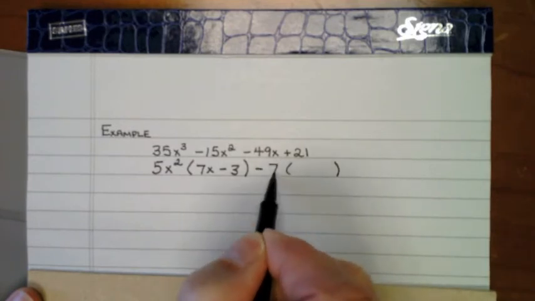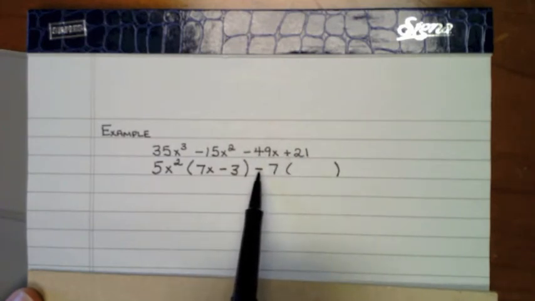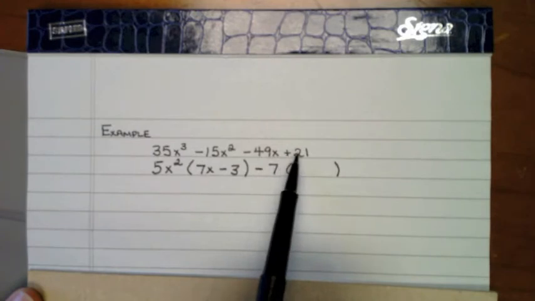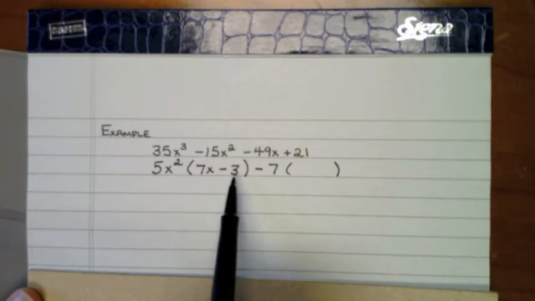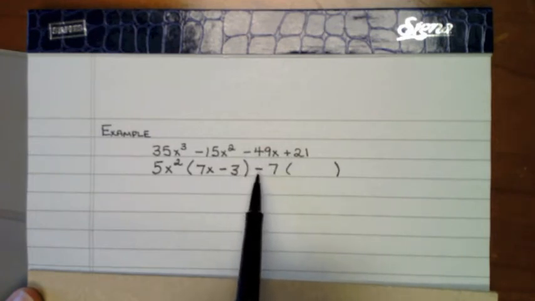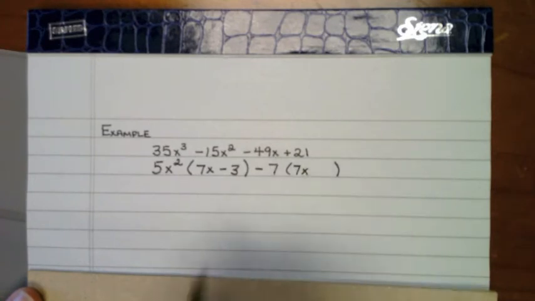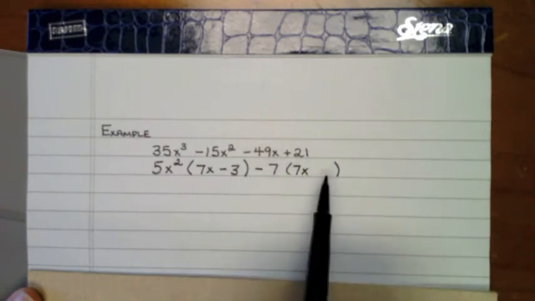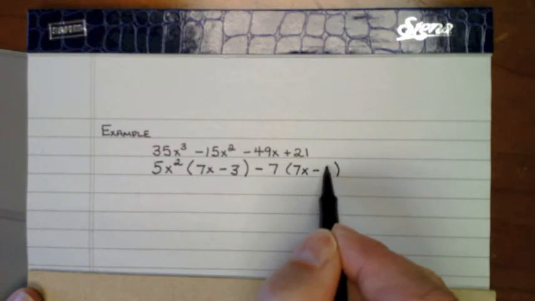A negative 7. Not only do they have a 7 in common, but I'm going to pull out a negative. And the reason why, when I divide both of these by negative 7, it's going to change the sign of these and make it like this right here. Negative 49 divided by negative 7, positive 7, with this x left over. Like here, I want this to be a negative 3. How can I make this a negative 3? 21 divided by negative 7, negative 3.